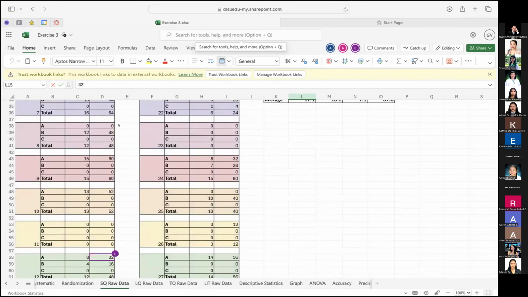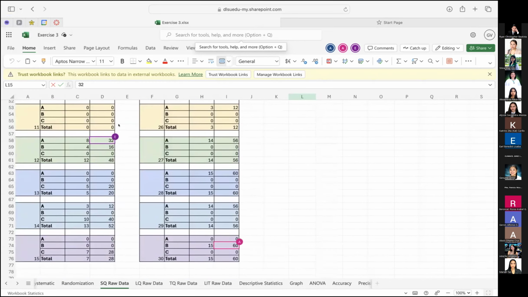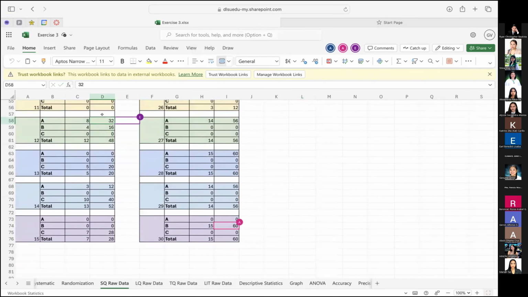How did you compute for 32%? Okay, 32. In the separate worksheet, mali lang po, yung na copy-paste kasi values lang. So, yung 32 was we got it from getting the percent cover of A, which is computed by the number of grids, which is 8, over 25 times 100.